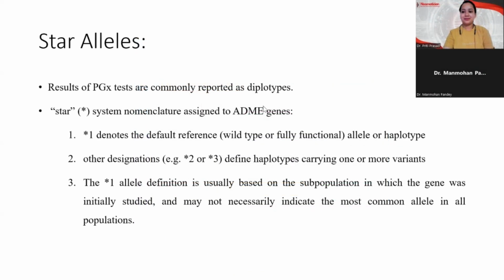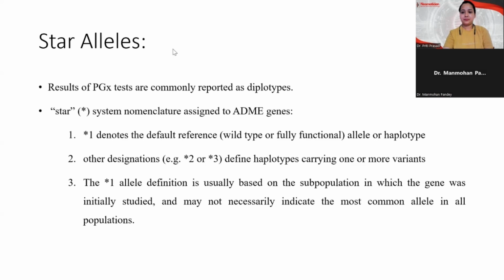Just to cover the star alleles. Whatever diplotypes are there, pharmacogenomics testing is based on the star alleles. Star denotes the nomenclature assigned to ADME genes. Star one is when we align to the genome, whatever the default is, the functional allele, that is denoted by star one. If it is star one slash star two, that means heterozygous. Other designations which define the haplotypes are star two, star three.